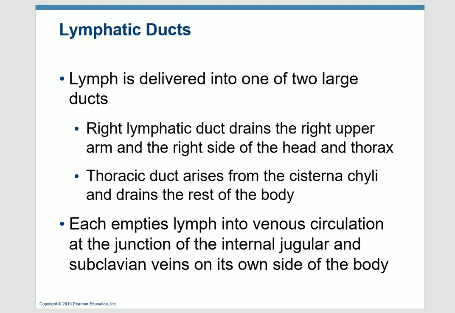And each one empties lymph into venous circulation at the junction of an internal jugular vein and a subclavian vein on its own side of the body. So the right lymphatic duct is going to be on the right side, so the right internal jugular and subclavian veins. And then the thoracic duct, the opposite of that. If you remember the right lymphatic duct is the right upper quadrant, you're going to know that the thoracic is going to be everything else, and it dumps on the opposite end.